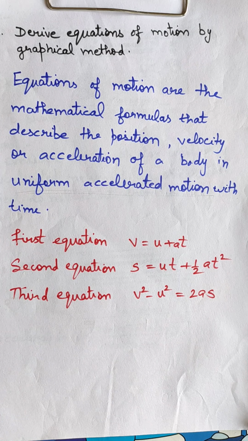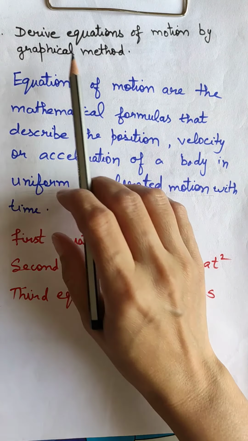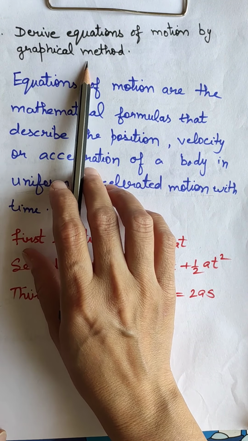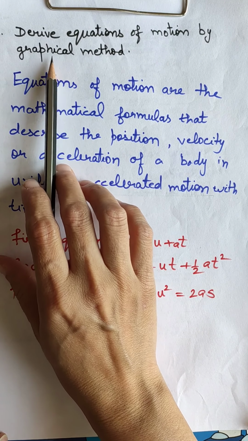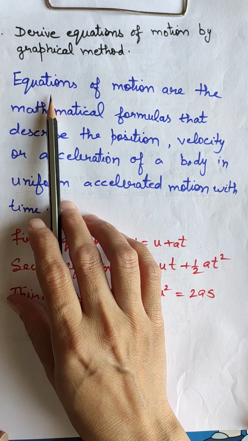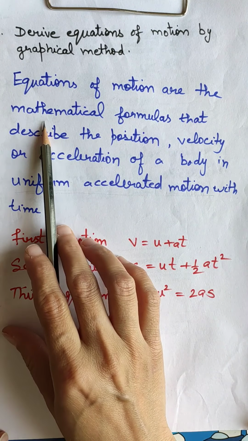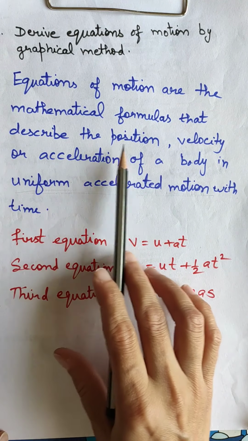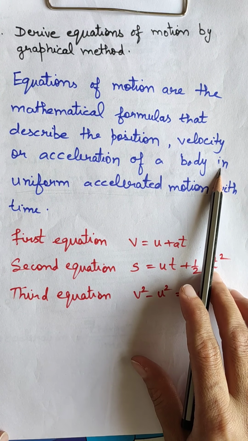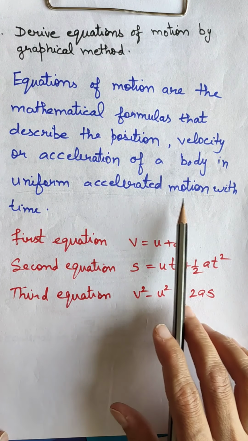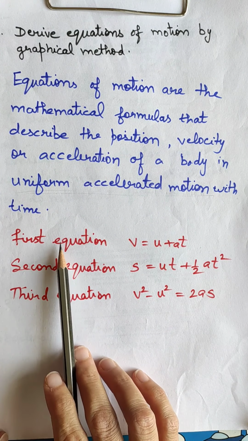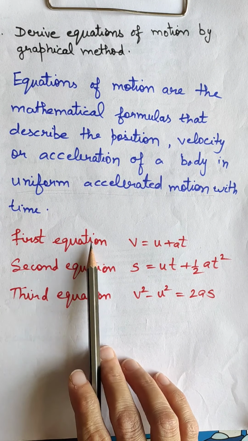Good morning, students. Today we are going to discuss the derivations of equations of motion by the graphical method. In our syllabus, we have derivation by graphical method only. So, what are equations of motion? Equations of motion are the mathematical formulas that describe the position, velocity, or acceleration of a body in uniformly accelerated motion with respect to time. So we are going to derive these three equations.